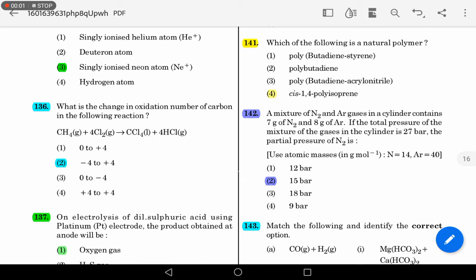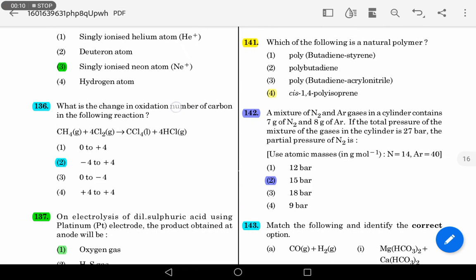Hello friends, in this video we are going to see the NEET questions that are asked from NCERT Chemistry Class 11 Part 2. What is the change in oxidation number of carbon in the following reaction?